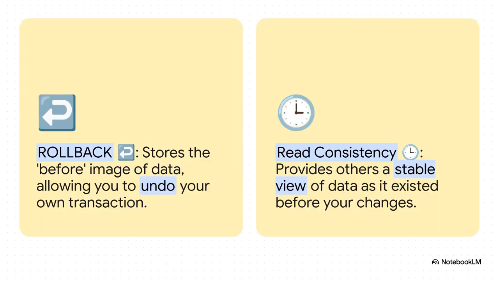So on one hand, undo is for you. It saves the before picture of any data you're changing so that if you make a mistake, you can just roll back and pretend it never happened. But at the exact same time, it's providing read consistency for everybody else. While you're in the middle of your changes, other queries can use that before picture to see a clean, stable version of the data. It's an absolutely genius trick to keep the database from descending into chaos.